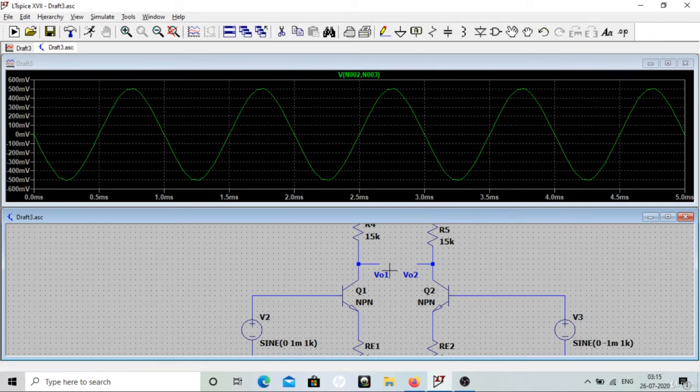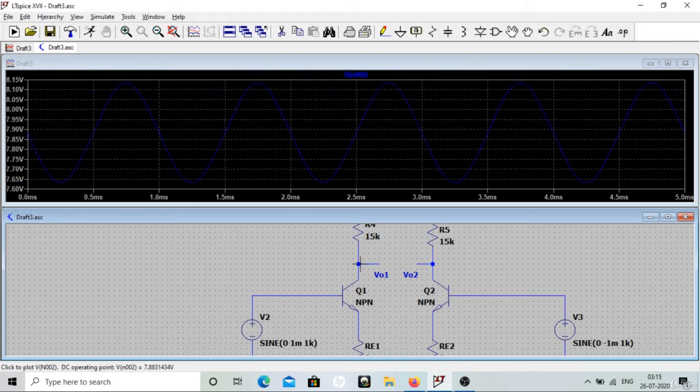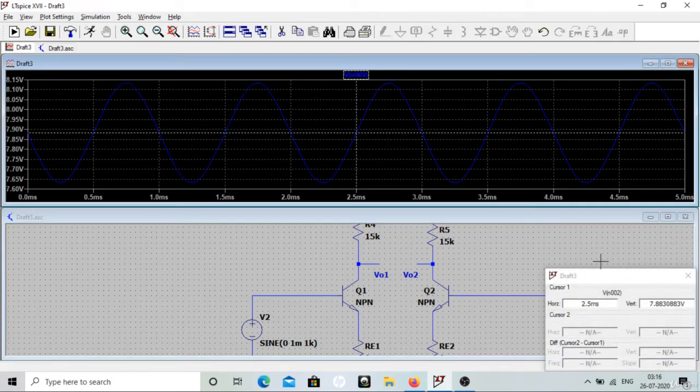unbalanced output, this was the balanced output. So you are looking at the differential gain, balanced output. If you look at the unbalanced output, you can see it is around 7.90 volt, somewhere around 7.87, and it is going till 8.13 something. You can use the cursor if you want.